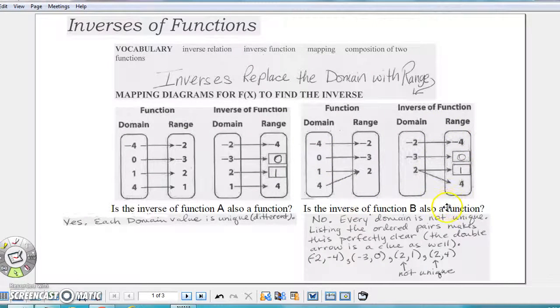However, when you look at the inverse, and if you write these out as ordered pairs, it's pretty simple to see. You see that for these two points here, the x values repeat themselves. They are not different. You have -2, you have -3, you have a 2 and a 2. So not unique. They are not different.